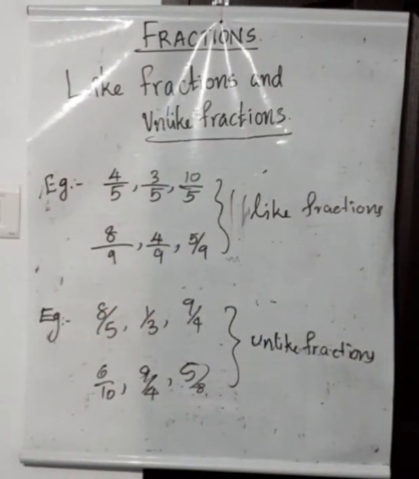Denominators are different. Fractions with the same denominators we call like fractions, and fractions with different denominators we call unlike fractions. Then could you say how we will compare two like fractions?